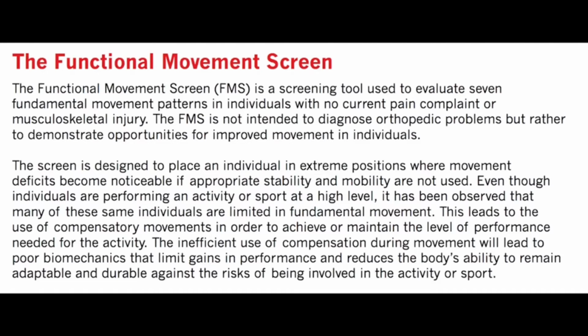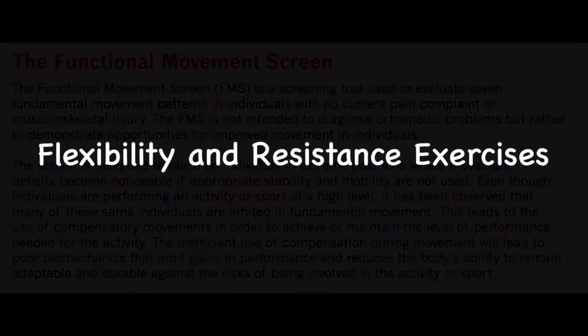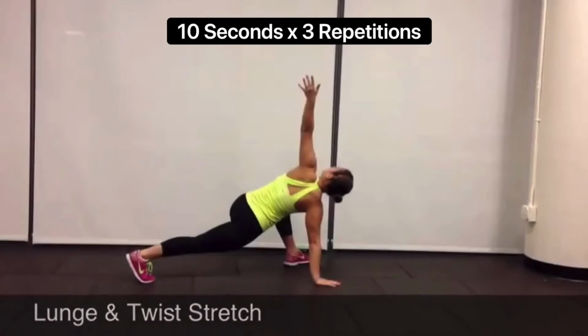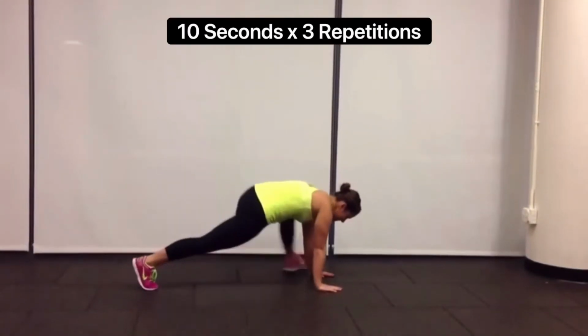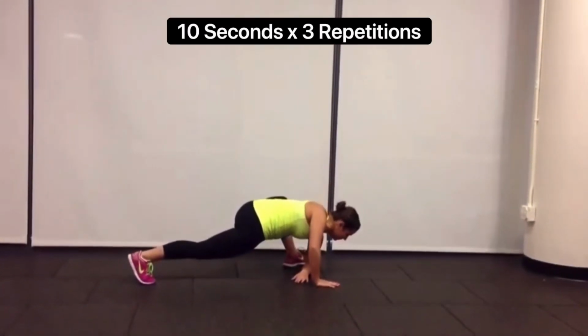So, with that being said, the person I did the FMS test on lacked hip mobility. He definitely had issues with his hip flexibility and obviously, like I said, his hip mobility. And I put together a collection of flexibility, resistance, and cardio exercises that will hopefully strengthen his hips, his hip flexors, etc. The first flexibility exercise I had my client doing was the lunge with spinal twist.